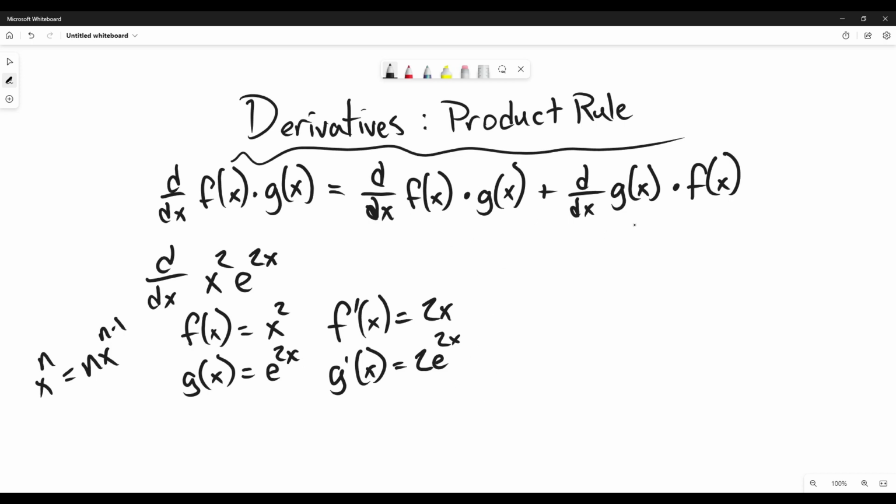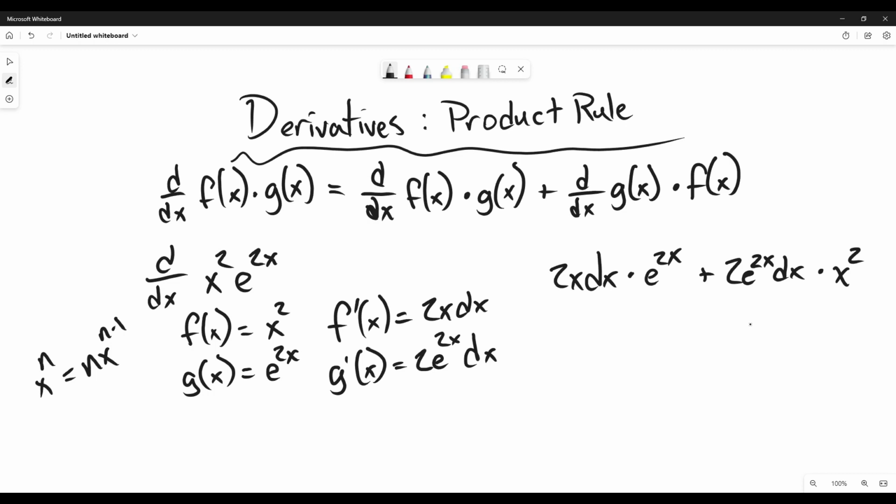Now, let's input it into this equation. We have the derivative, gotta have the dx's here. We have the derivative of f of x, which we have right here. So it's 2x dx. And then we have just g of x by itself, which we have right here. It's e to the 2x. So times e to the 2x. And we're adding this to the derivative of g of x, which is 2e to the 2x dx, times f of x, which is x squared.